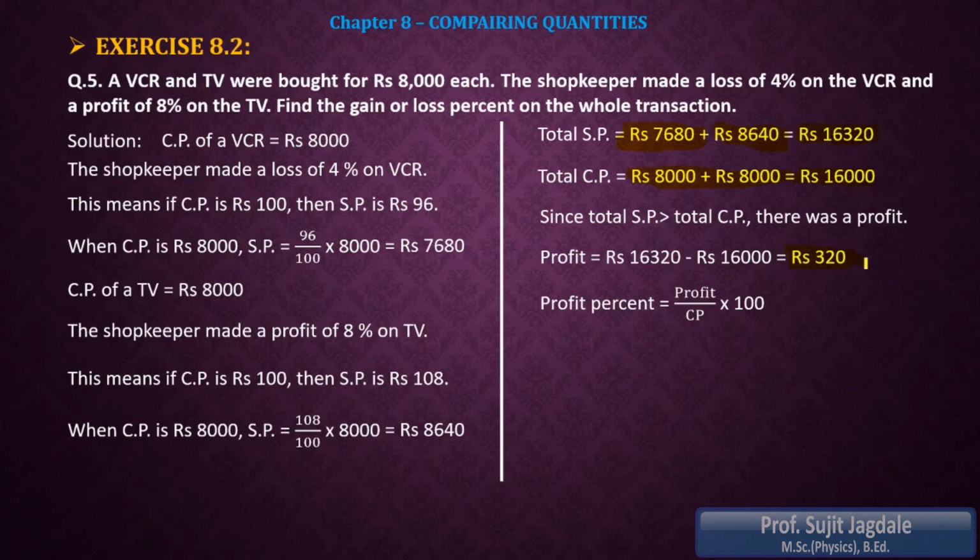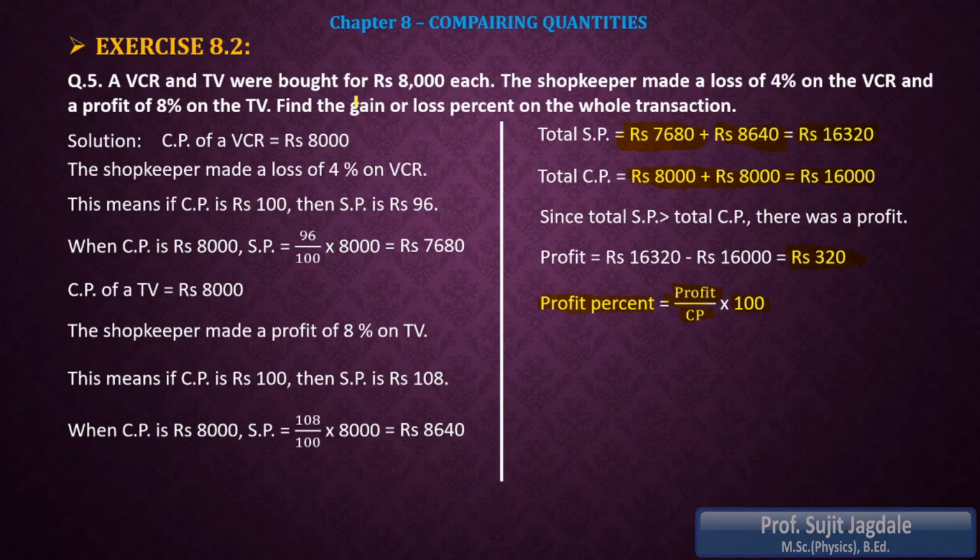You can see that in the previous video also. And I hope you know that formula. So you are all geniuses, guys. So that's why you know that formula. Profit percent is equal to profit upon CP into 100. So if the question is asked only like this, find the gain or loss on the whole transaction, then your answer will be completed after 320.